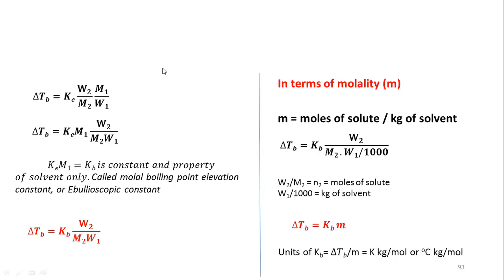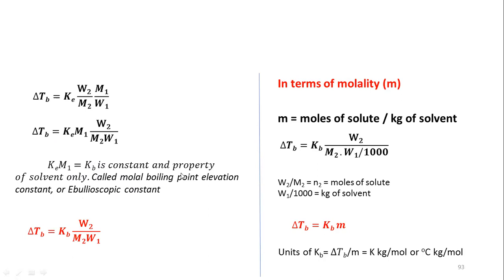Now, this is the equation from the previous slide. Again, K is the constant as we have discussed before, and M1 is the molecular mass of the solvent. This is also a constant because the solvent will remain the same in the pure solvent and in the solution. You know the molecular mass of the solvent, like in the case of water, it is 18. So these two are again constants. So I am just replacing Ke M1 with Kb, which is another constant. This is called the molar boiling point elevation constant, or you can say this is the ebullioscopic constant.